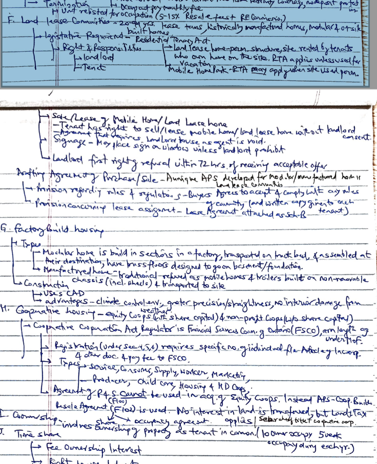Co-ownership involves ownership of a property as tenants in common. For example, 10 owners occupy 5 weeks each, which means 50 weeks, and 2 weeks are for maintenance. Timeshare is also evolving. There are a few options with timeshare. There can be a fee ownership interest or a right to use interest, and there is also a Consumer Protection Act for timeshare.